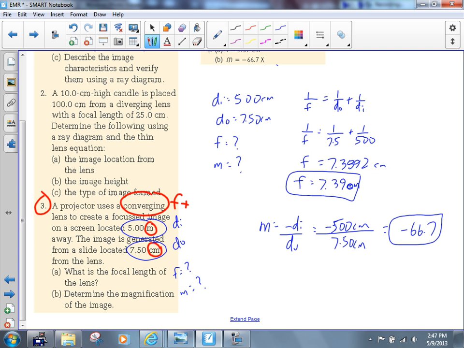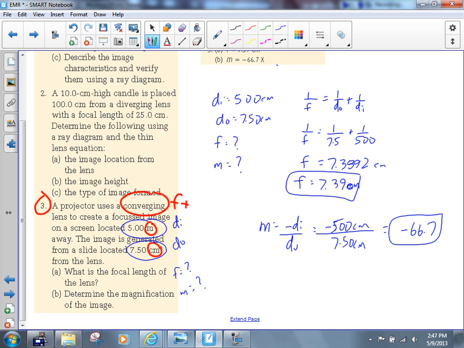Okay, you see F is positive. That tells us that it's a converging lens. The fact that M is negative tells us that it's going to be upside down relative to the object, we get a negative M. We have a DO that's positive. It's projected onto a screen, so that tells us that it's a real image, even though we're not asked to find that.